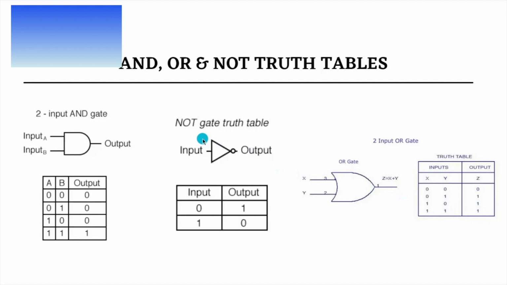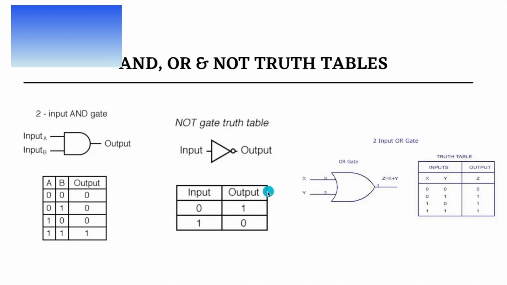And what is a NOT gate? The name itself suggests that it is quite the opposite, like the output is the opposite of the input. If the input is 0, the output will be 1. If the input is 1, the output will be 0. This is basically called an inverter.